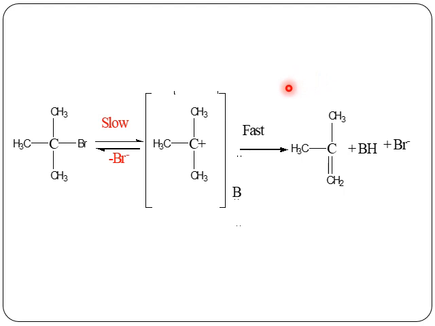How does this reaction occur? The first step is the slow step. This is the removal of the bromide ion, and we get a carbocation. Then comes the fast step. The base abstracts the proton, and we get a double bond and a bromide.